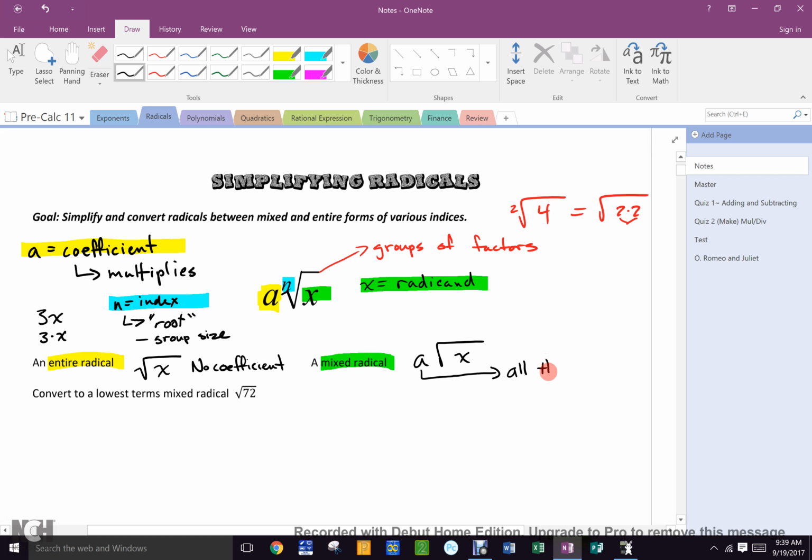is all the factors we removed from the radicand. And since they are factors, what do we do with them once we remove them, if there's more than one? What math deals with factors? Multiplication. All the factors we removed from the radicand multiplied together.